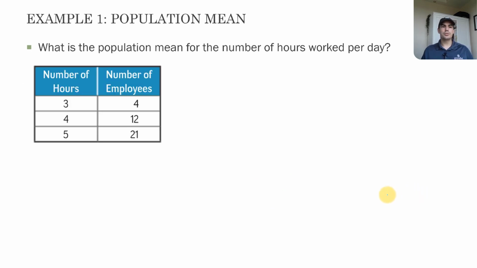All right, let's go ahead and get into some examples. So what is the population mean for the number of hours worked per day? If we have this data here of number of employees in a company and the number of hours that they work per day, and we see that's in between 3 and 5. So here we have our equation for finding our population mean.